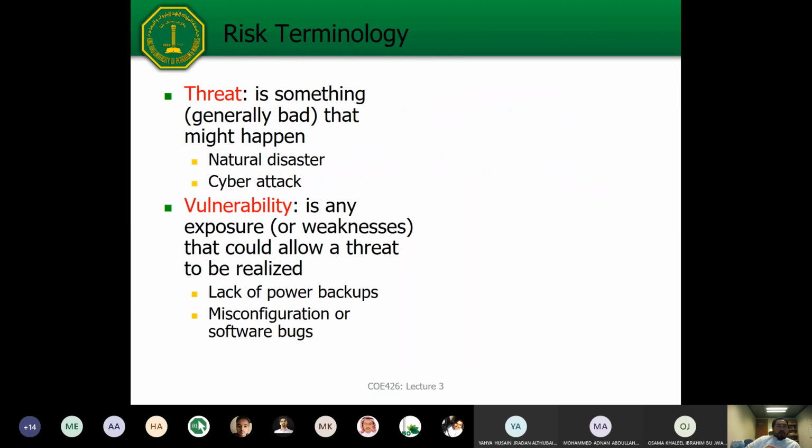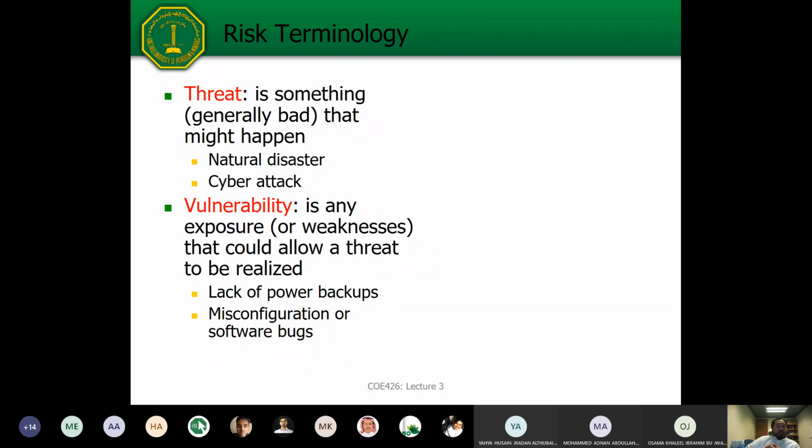So basically, we had a few definitions and terminologies. Threat, which is an event, usually a bad event that might happen, for example a natural disaster or cyber attack. Vulnerability is an exposure in your system or software that can be utilized to realize a threat. For example, any misconfiguration in your system, like forgetting to reset the password. This is a vulnerability that allows a threat to be realized.